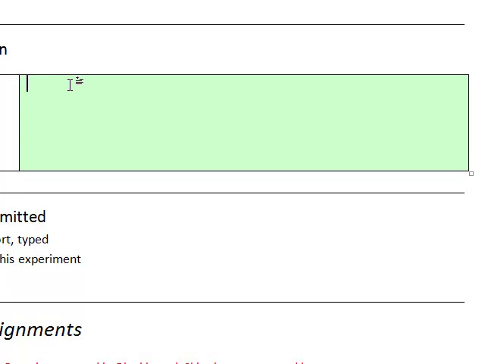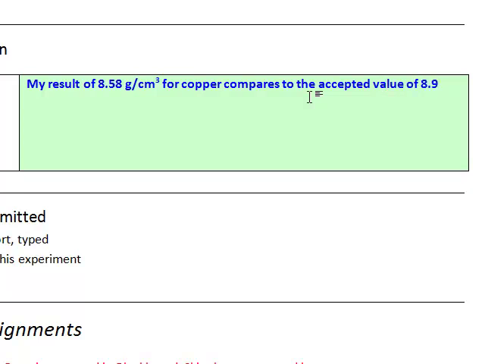Here's what I would write. My result of 8.58 grams per cubic centimeter for, and originally I had mentioned in the video copper, compares to, and this is where the teaching moment will come up in a moment, compares to the accepted or theoretical value of 8.94 grams per cubic centimeter.